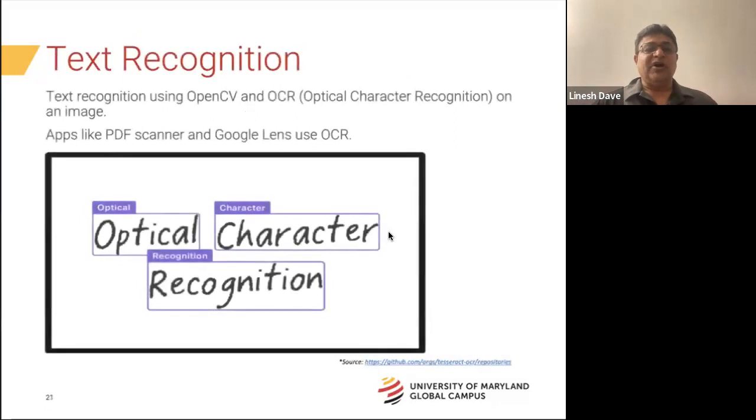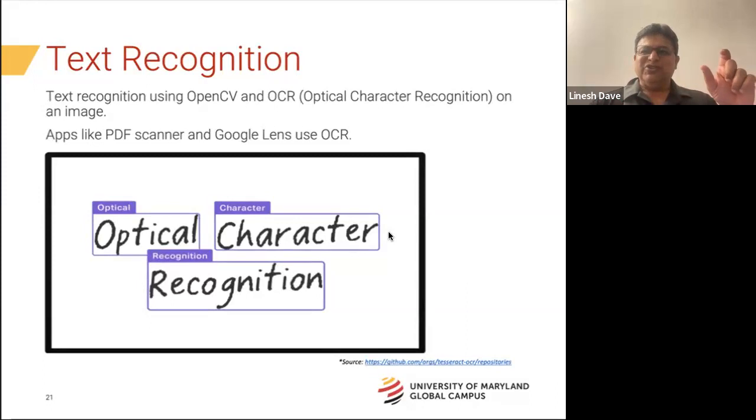Another project that you all know is text recognition, which uses the OpenCV packages and then OCR technology. Apps like PDF scanner and Google Lens, something you've already seen, extract text within images and make sense out of it, right? And that's another cool project on GitHub.